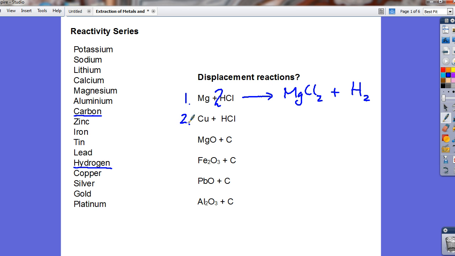So that brings us on to the second displacement reaction. Will copper displace hydrogen in this reaction? Well, let's find copper on the reactivity series. It's down here. It's actually below hydrogen. So copper cannot displace hydrogen from a compound. So that reaction won't work.